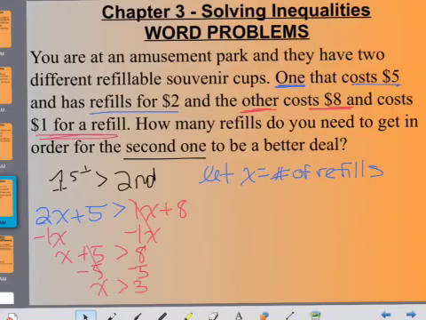So how many refills do you need to get? More than 3 refills. Again, if it asked you what's the least number of possible refills you could get for it to be a better deal, you would say 4 refills because it's not less than or equal to, it's just more than 3.